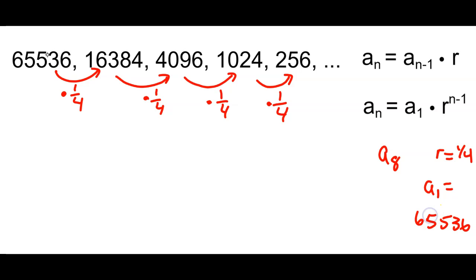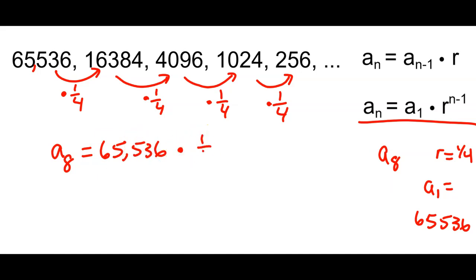A sub 1 equals 65,536. I didn't put commas in here because I didn't want to get confused with the commas separating the numbers. And so to figure out the 8th term, I'm going to use this formula. I'm going to say A sub 8 is equal to the first term, 65,536, times 1/4 raised to the 8 minus 1, or the 7th power.